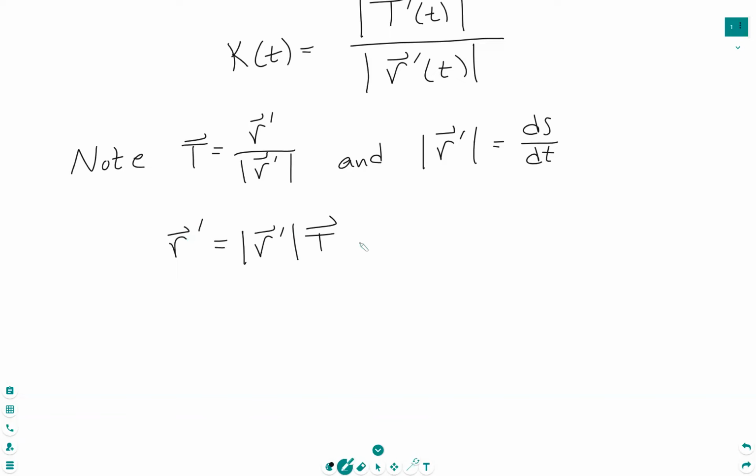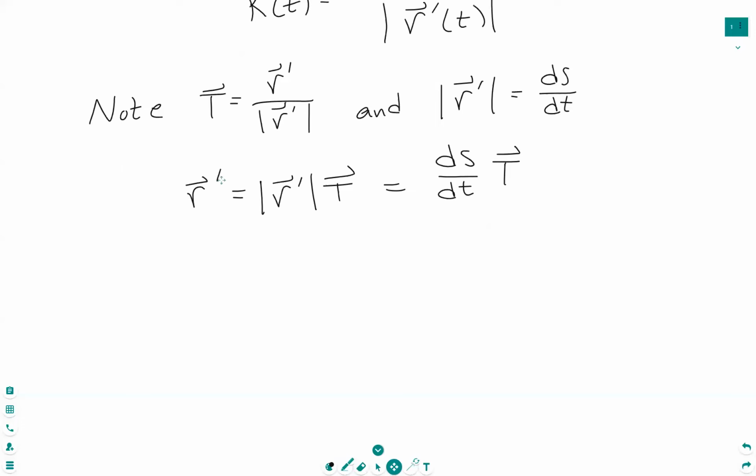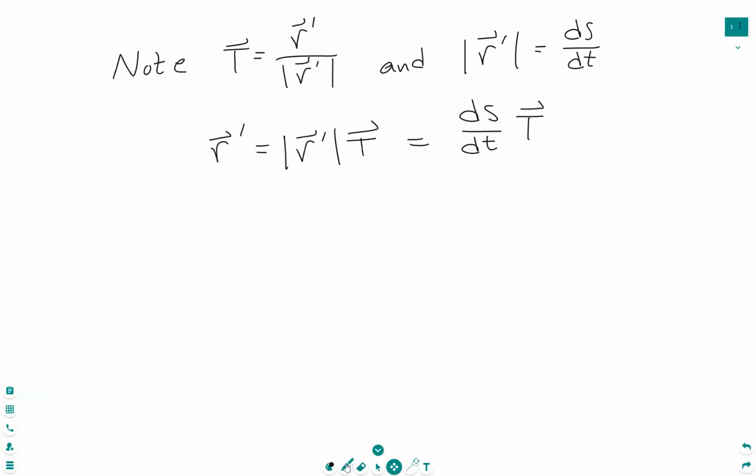Okay, well, let's take it a step further. This here is equal to ds/dt times our unit tangent, right? So now all I've done is subbed in ds/dt for the speed here. So this is how the arc length changes with respect to time. What happens if I differentiate this line now?